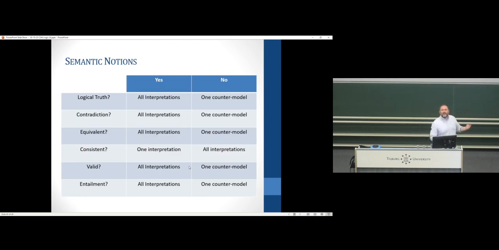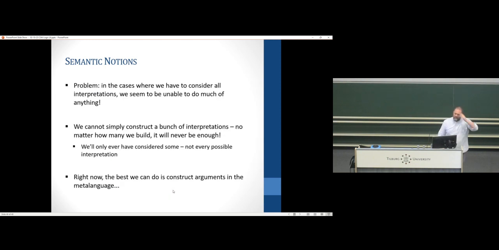So again, just a quick table to show you what we need. What are we going to do with the ones that talk about all interpretations? Well, we can't use interpretations to do this. We can't consider all possible interpretations. We cannot simply construct a bunch of interpretations because we'd have to produce an infinite amount of them. So the best thing we can do right now is consider arguments in English.